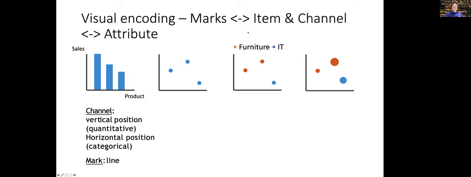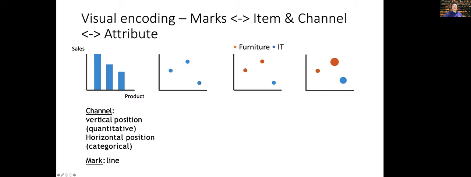Can anyone tell me what the items are in this second picture? Points. Okay, so that's the difference between marks and items. The items always come from the data, whereas the marks are what you see visually. Each mark will represent one item. So again, what is the item? We're talking about this picture, the second one. The products. Yeah, products. If we look at this picture, the items didn't change at all compared to the first one. It's still representing three products from your data collection.